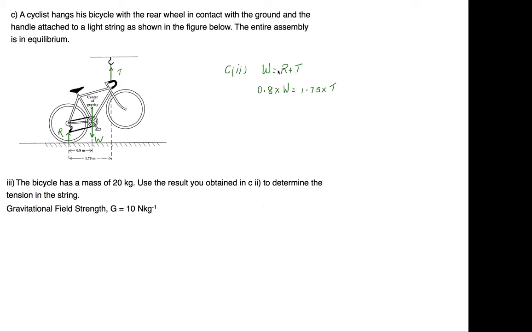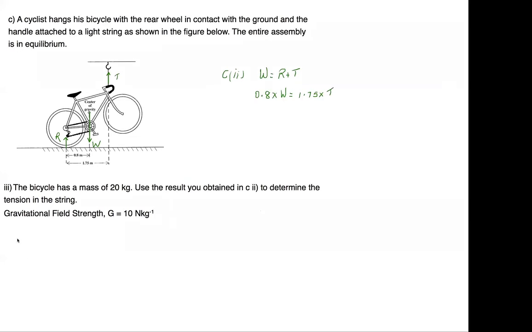Looking at this first equation, we have three unknowns. We can find out what the weight is because they gave us the mass and the gravitational field strength, but we don't yet know what the reaction is. So we can't use this equation just yet. But looking at the second equation, we have only one unknown because we know what the weight is. So let's go ahead and try to solve for T using this equation.